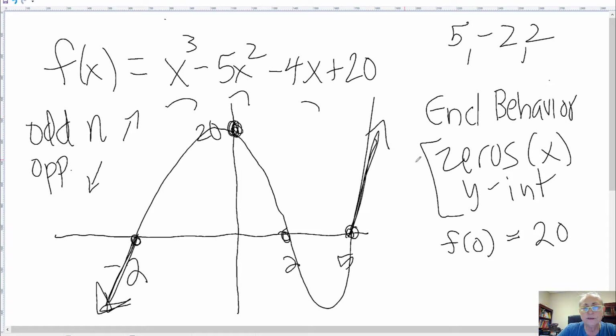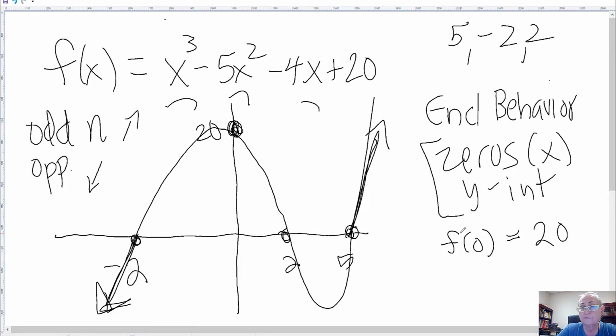If it's even, they go in the same direction. Positive, they both go up. Negative leading coefficient, they both go down. If the degree is odd, then the ends go in opposite directions. If the leading coefficient is positive, it's going to be rising on the right. If the leading coefficient happens to be like a negative 1 or a negative 2, it's going to fall on the right and rise on the left. Okay, once you have your end behavior and your intercepts, you just connect the dots. Draw your end behavior in and then connect the dots in between.